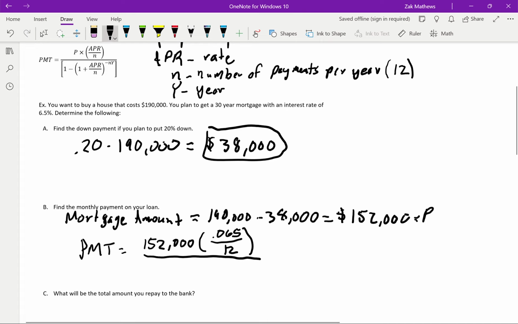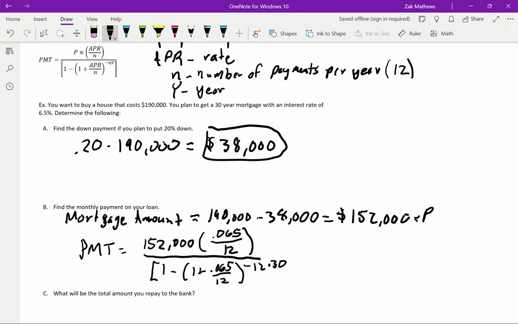And then in the bottom, we're going to have the 1 minus 1 plus APR 0.065 over the N, 12. And then we raise this to the power of negative N times Y. And the N is still 12. The Y, remember we're getting a 30-year mortgage, and so that is all in the exponent.